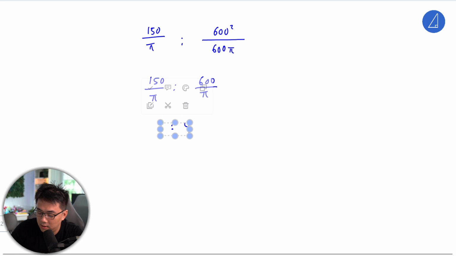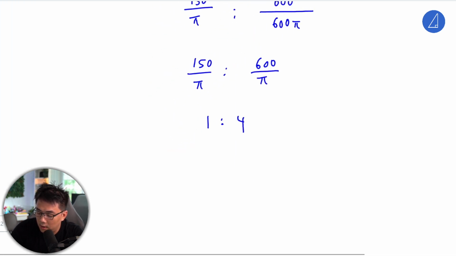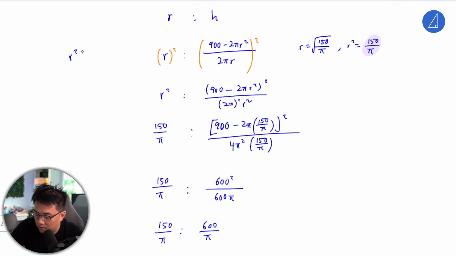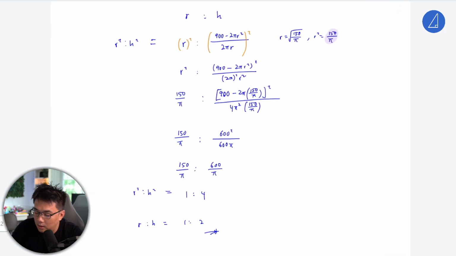On hindsight, just be careful. This is R square to H square. So in other words, R to H will just be 1 to 2. Probably not the easiest way to manipulate this. This is the ratio of R square to H square, so just be mindful of that. I should have not squared it, I think. We could just use normal manipulation. It will also work, okay?